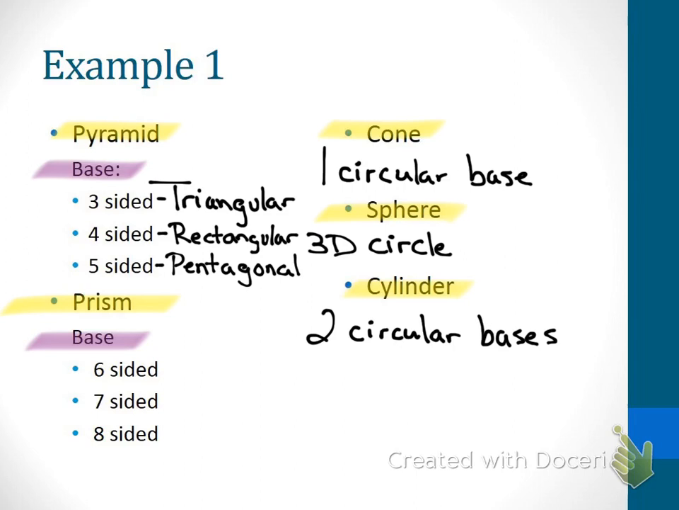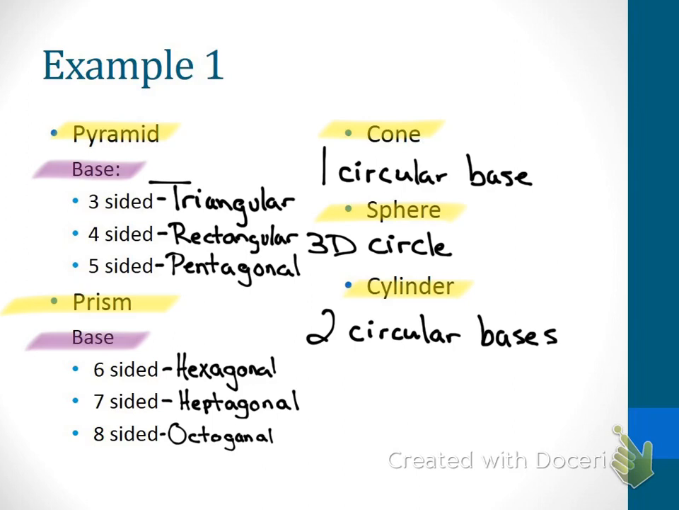So kind of going along with that theme, down with prisms, let's just keep going up the side. So 6-sided would be a hexagonal prism. What about 7-sided? That's heptagonal. And 8-sided would be octagonal. Okay, so where do I get this from? I get it from the base. How many sides are in my base? That'll tell me what type of pyramid or prism it is.